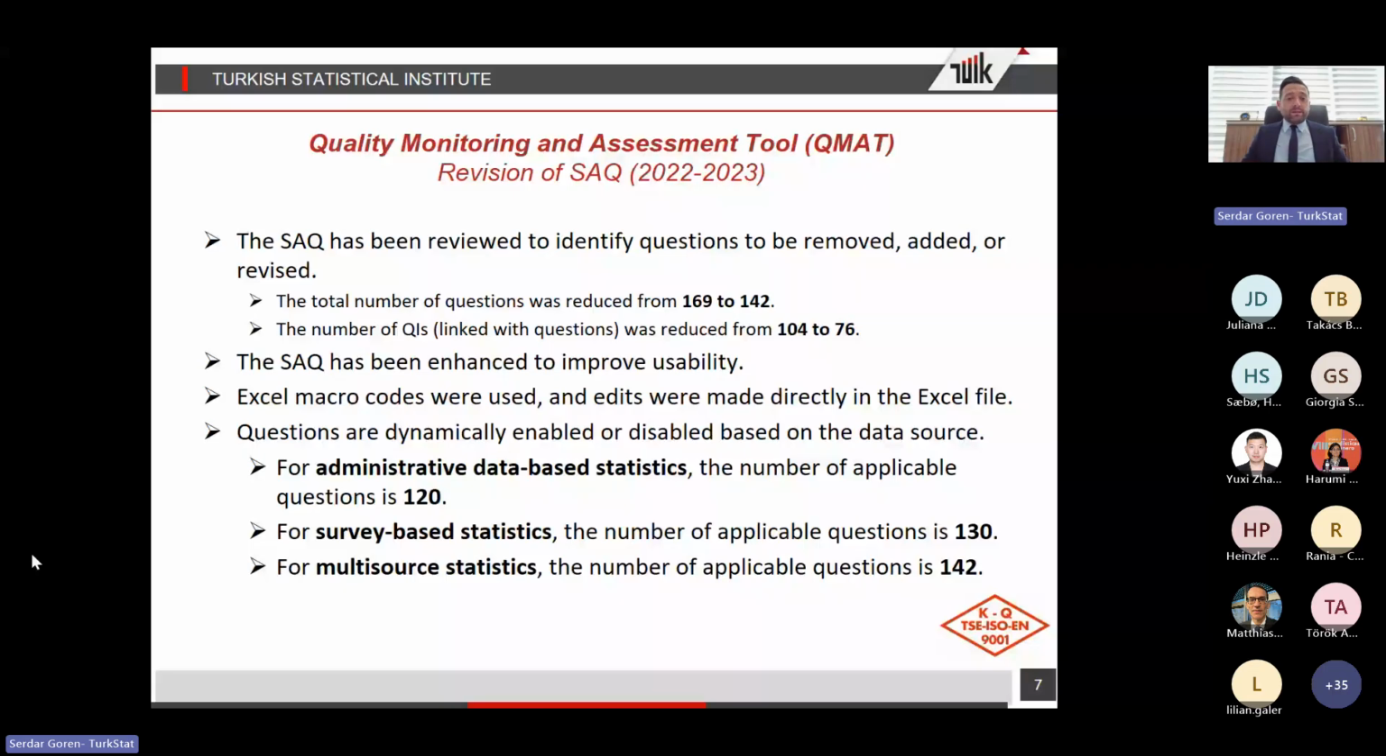And also we redesigned the self-assessment questionnaire because it is an Excel file. We use some Excel macro codes in order to improve its usability. So questions are dynamically enabled or disabled based on the data source. For example, if you produce statistics from administrative data, you don't need to see any questions for survey-based statistics. That's why we redesigned our self-assessment questionnaire.